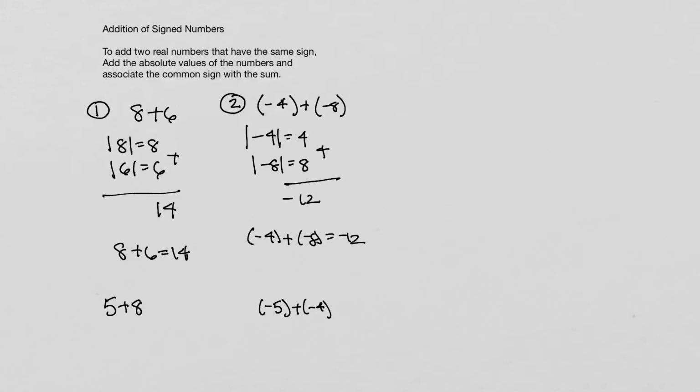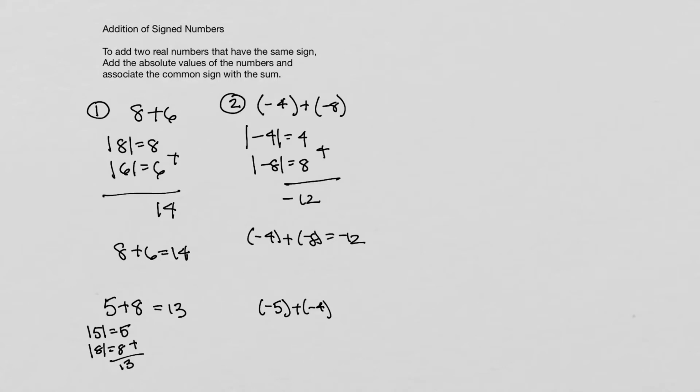Here's what I'm thinking. This is equal to 13. And here's how I got it. The absolute value of 5 is 5. The absolute value of 8 is 8. I'll add those two together. That'll give me 13. And the common sign here is positive. So I'm going to get positive 13.